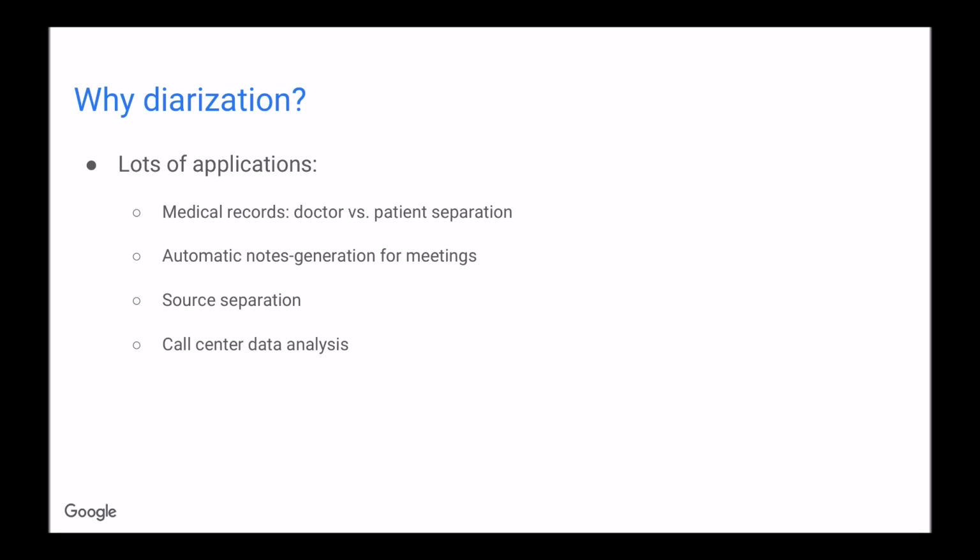So why do we need speaker diarization? There are quite a lot of applications. For example, for medical record speech data, after we have transcribed the speech, we want to know which part of the speech was from the doctor and which part was from the patient. After we have the doctor-patient separation, we can build more structured knowledge from these medical records. Also, with diarization, we can automatically generate structured notes from meetings. We can use diarization to help improve source separation. We can also use diarization to help with call center data analysis.